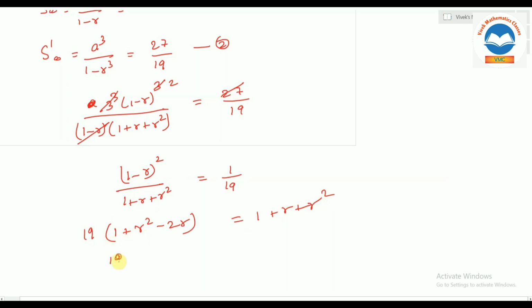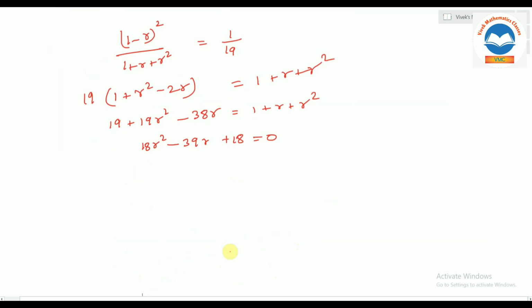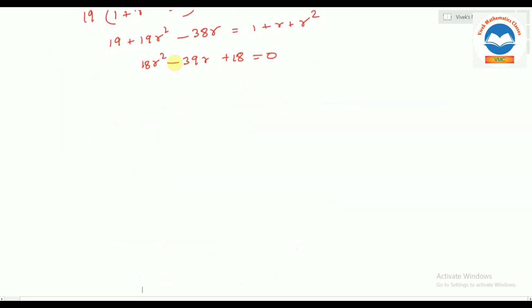So what you will get here, 19 plus 19r square minus 36, 38r will be equal to 1 plus r square. Bring everything to one side, we will get 18r square minus 39r plus 19 minus 1, 18, will be 0. So what can we take common in this? We can take 3 common. So we will get 6r square minus 13r plus 6 will be 0.